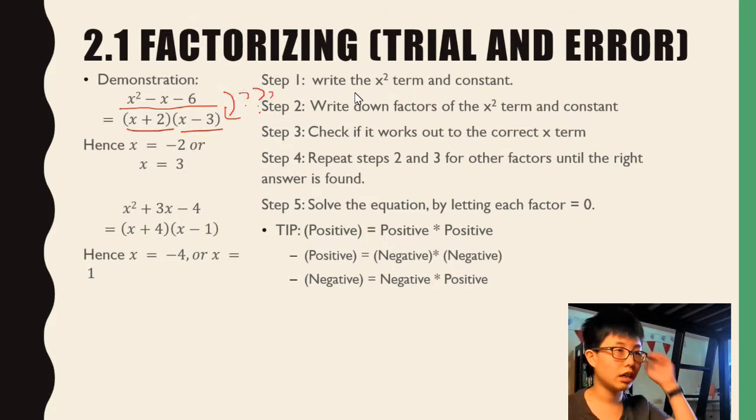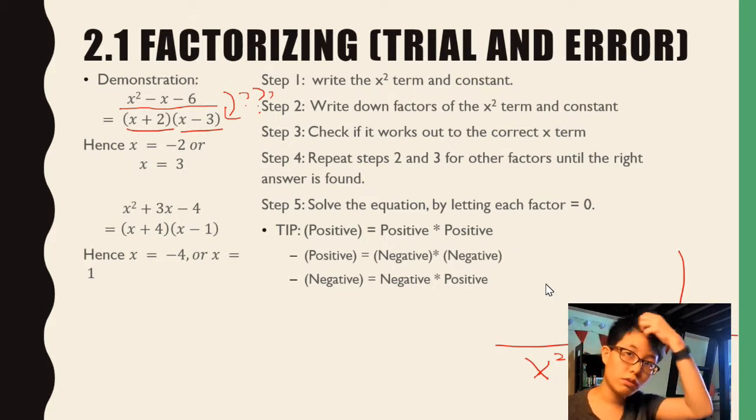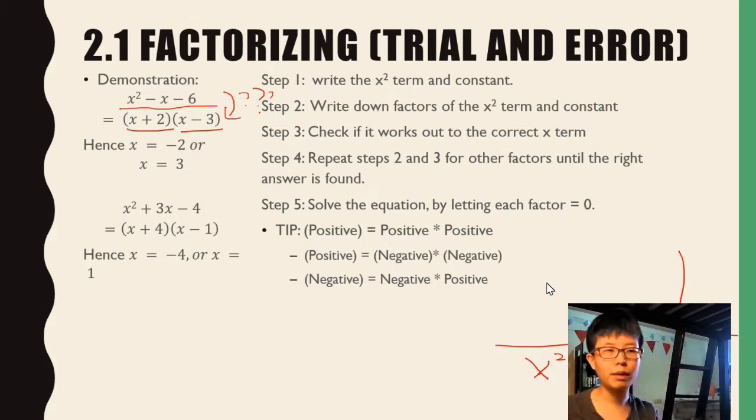So here are the steps. First, you write down the x squared term and the constant. I'm just going to do a little demo right at the side. So you draw this vertical and horizontal line here. And the first thing you do is write down the x squared term and the constant. The x squared term is x squared, and the constant is negative 6. Alright, step 2, write down factors of the x squared term and constant. So what multiplied by what can produce x squared? The most logical conclusion is x and x.